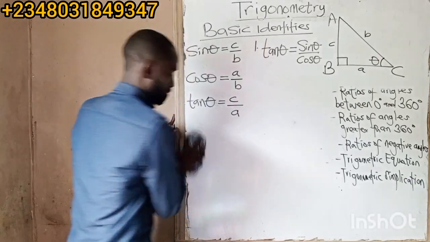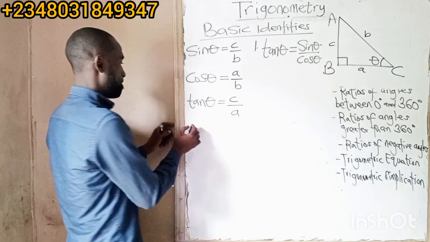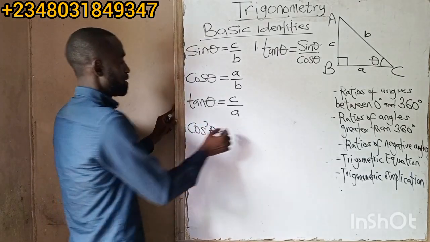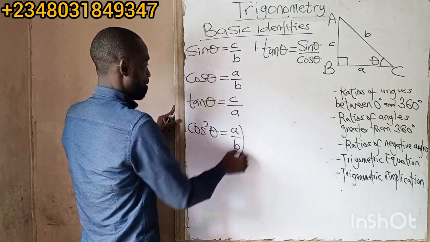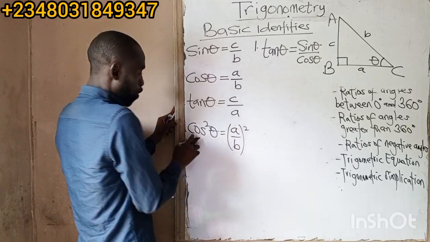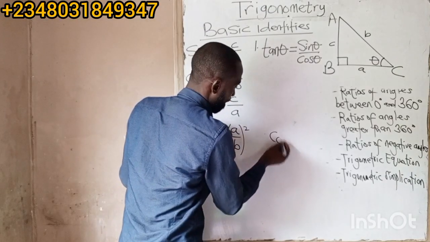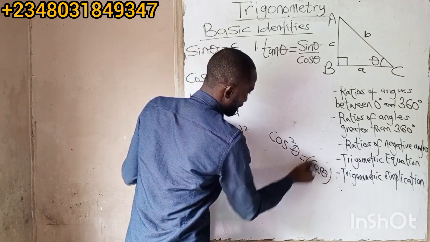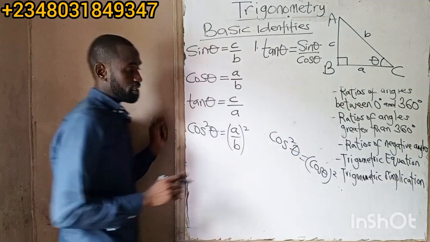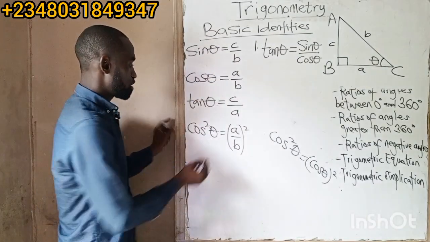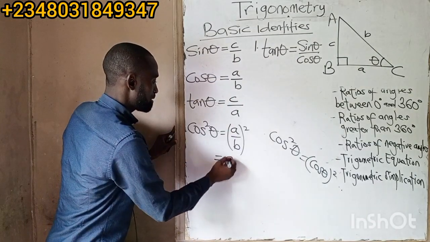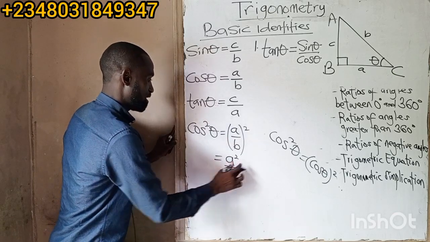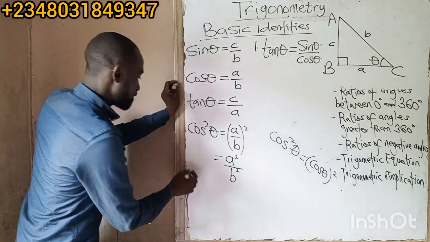Let us go. So what is cos squared theta? Cos squared theta equals a all over b, all squared. Cos squared theta is the same as saying cos theta all squared. So cos theta is a over b, all squared. This will give us a squared all over b squared, from indices. What is sine squared theta?